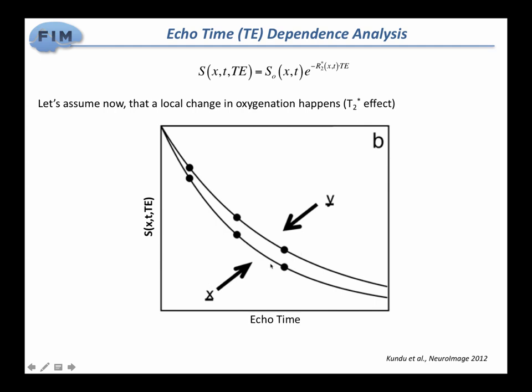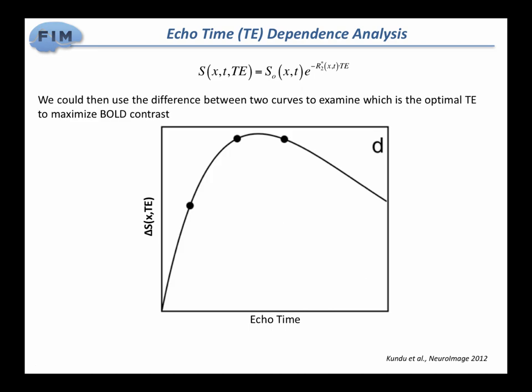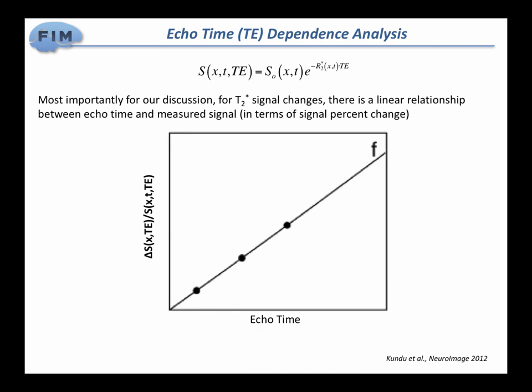Now, if we think of the difference between them, we will get a curve like this. This is just the difference between the two curves that I just showed you. For those of you who have looked at these things before, this looks like the BOLD contrast curve, where you can see that your optimal BOLD contrast tends to happen around the T2 star of the tissue. Now, if instead of looking at this in terms of signal change, we divide this by the mean signal value, it ends up looking like a line.